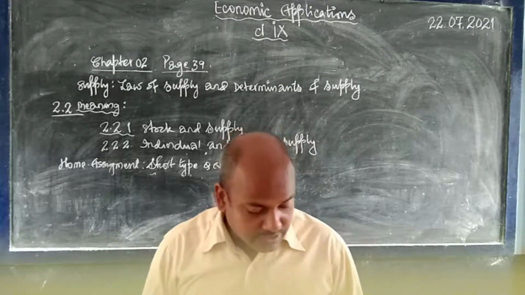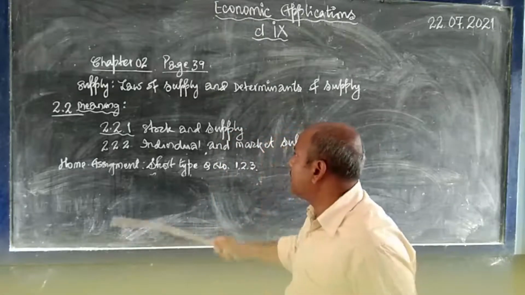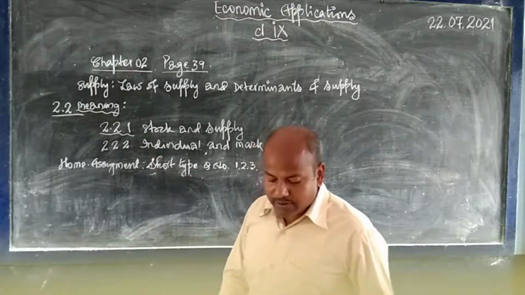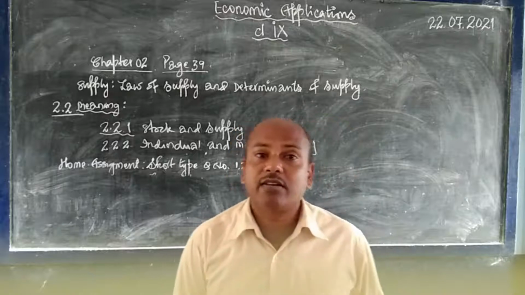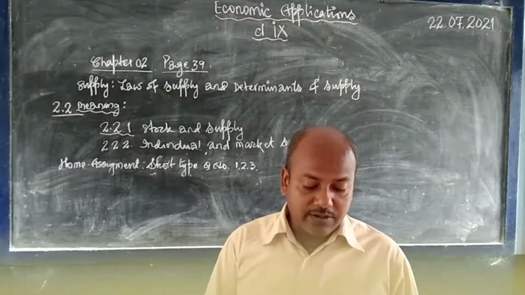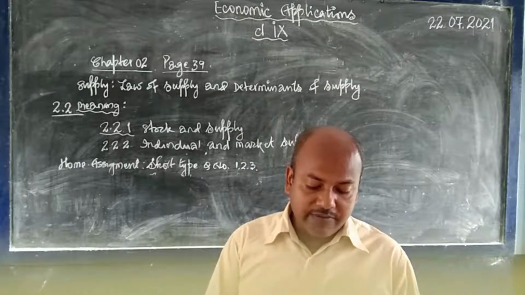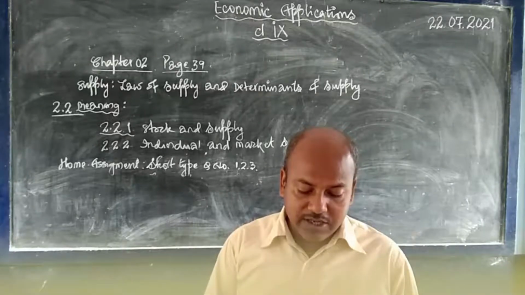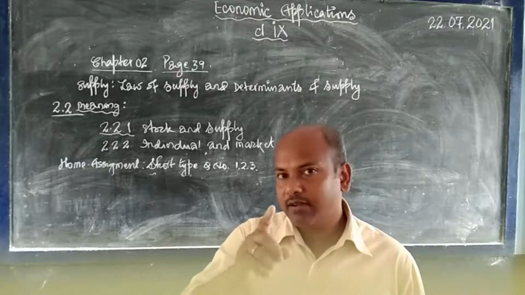Those things we shall discuss later. Let us first know about the meaning of supply. It's given on page number 39 and I will not run through the definition given in the book. The supply of a commodity refers to different quantity of a commodity which producers or sellers are willing to produce and offer for sale.